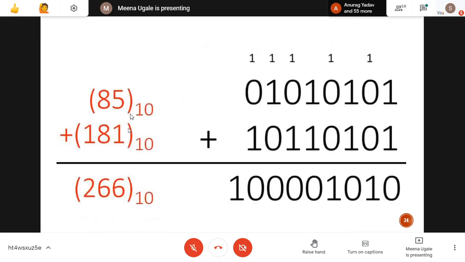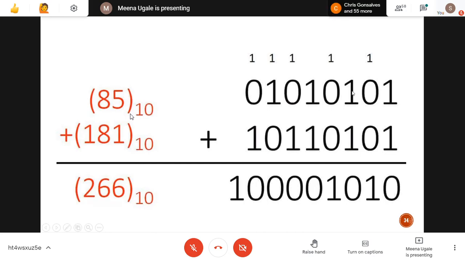So this is another example. 85 plus 181. Both decimal numbers. First here written in the binary form, and then I'm going for addition. Just see from the LSB. 1 plus 1, 0. Carry generated will be 1. Here the bits are 0, 0. Only carry is there. So I have written this carry 1 here.